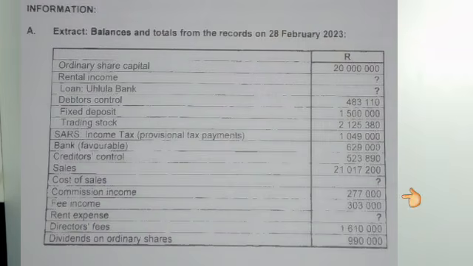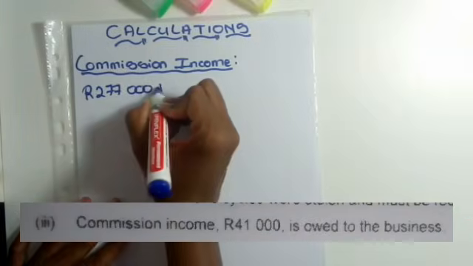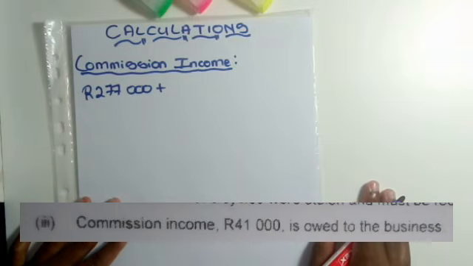Now you will see in your information A that right after cost of sales, they now get into commission income, which is part of our other income. And since we are calculating our other income, it only makes perfect sense that we start with our commission income. Now information A shows us commission income at 277,000, and in information B they give us an adjustment.